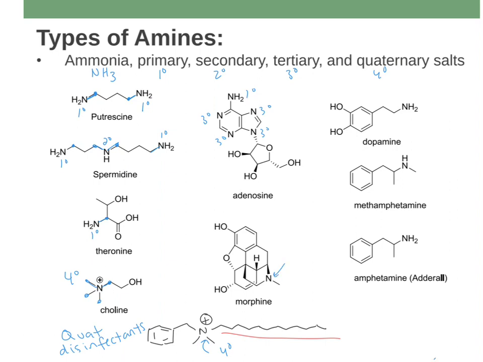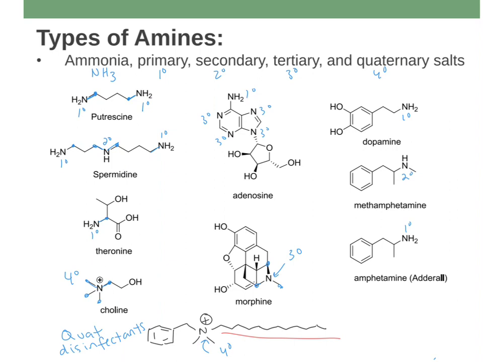For morphine, here's our first example of a tertiary amine, because this nitrogen right here is attached to 1, 2, 3 carbons. So you have tertiary amines in all of those opioids I was talking about, whether it's heroin or oxycodone. And a primary amine in your dopamine, secondary amine in your meth, and primary amine in your Adderall. So again, you just look at how many carbons are attached to those nitrogens.